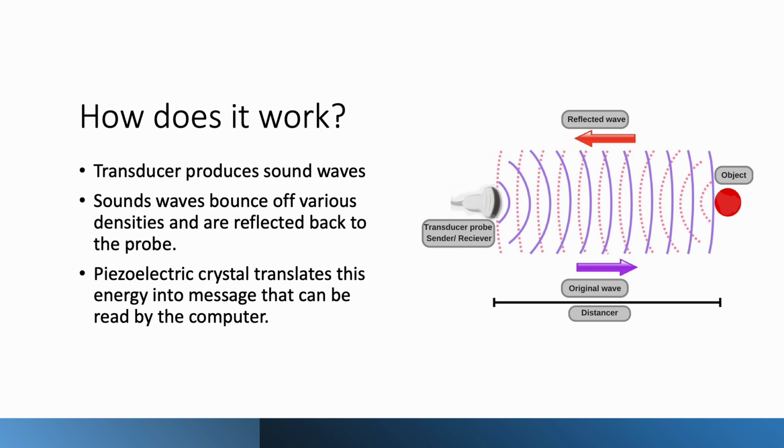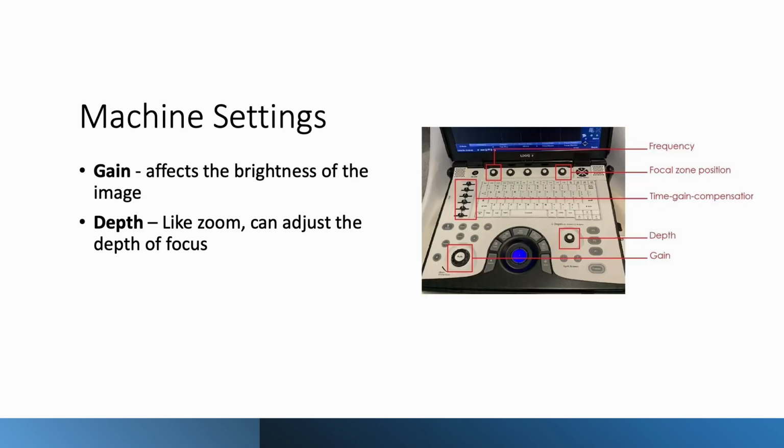There's all sorts of new models and technology that are out. So how does it work? The transducer, which is also called the probe, produces sound waves. The sound waves leave the transducer and then they bounce off of various densities and are reflected back to the probe. The density of the object they bounce off of sends them back at different speeds, and the piezoelectric crystal can translate that energy into a picture that we can look at. Different organs have different densities, and they appear different shades of gray on ultrasound based on their density.